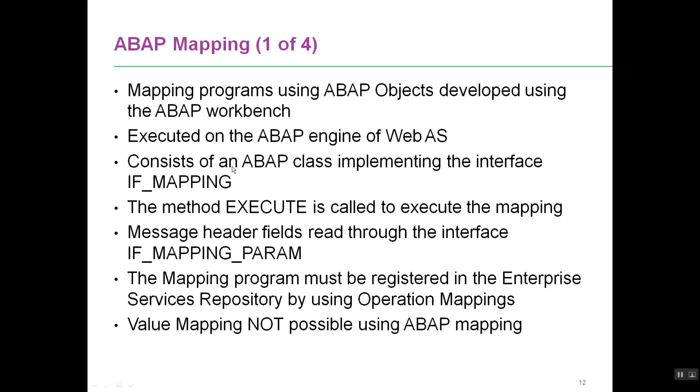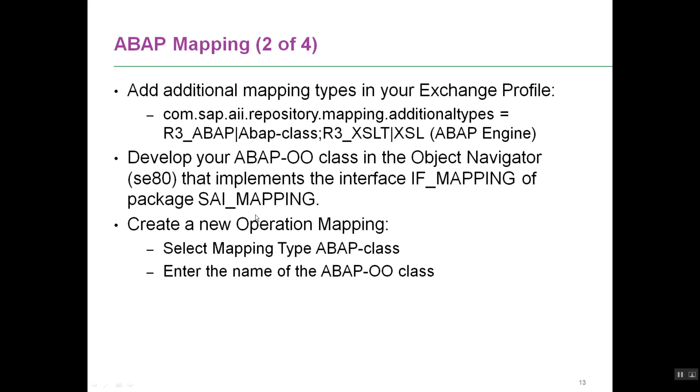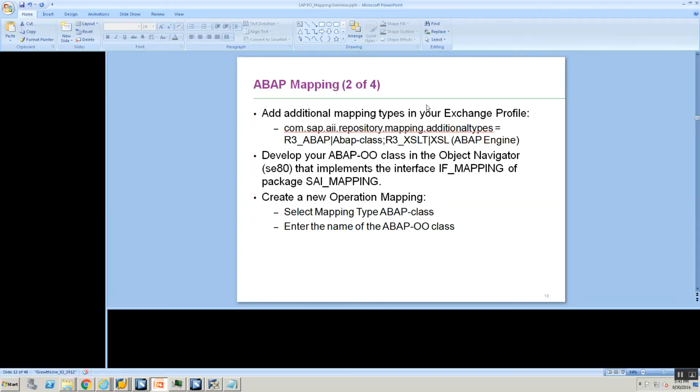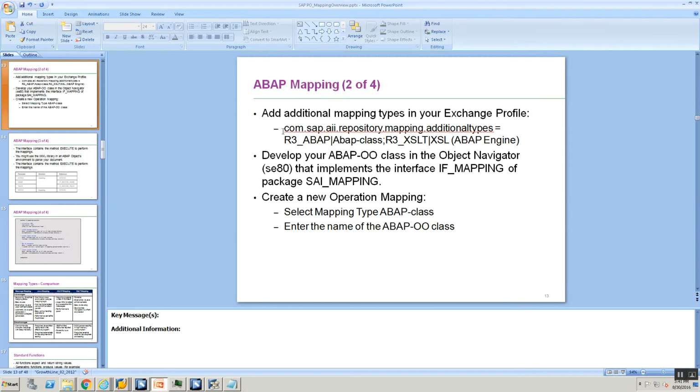Okay, like Java mapping, ABAP mapping also needs to implement an interface. The interface name is if_mapping. And the method it has to execute is called execute. There are certain steps that you need to do to activate an ABAP mapping. How do you do that? By default, ABAP mappings are disabled in a PI server, so you need to activate it in your PI server, and you need to do it in the Exchange profile.